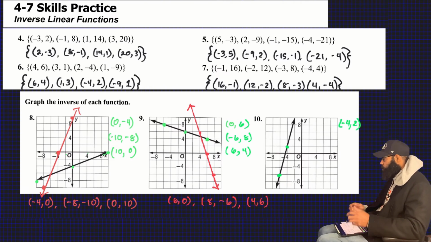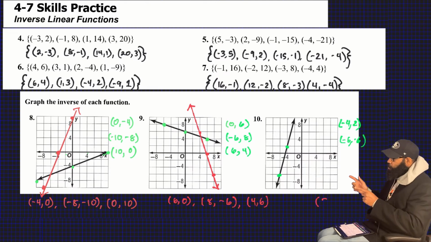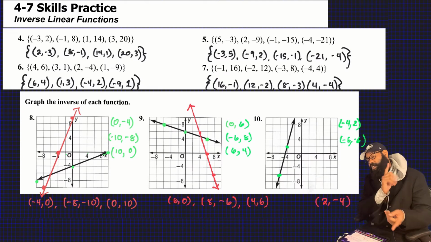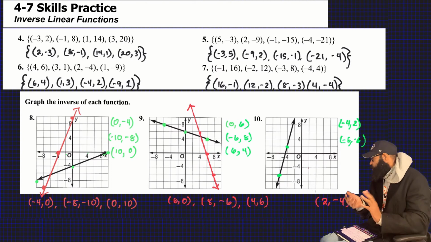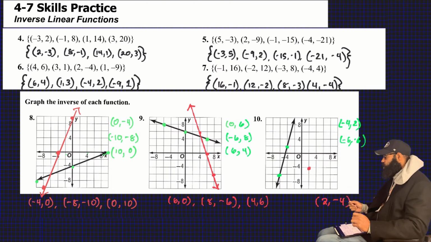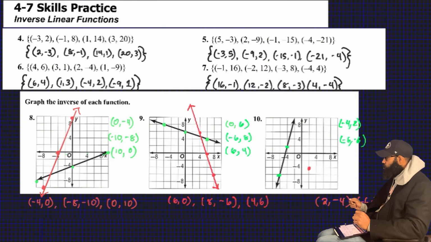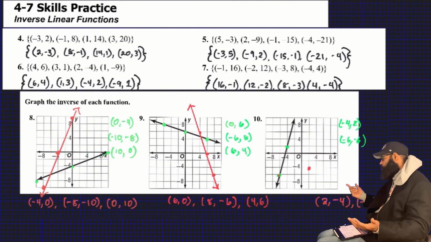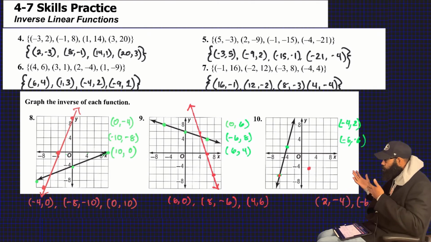So, -4, 2, right? Next one, -6, -6. And you're gonna recognize what happens with that one, guys, because with the X and Y being the same value, when you swap them, they're still the same, right? And one more point, just to keep it clean as I can. No, just 2 points. I could use the slope again, but I'm happy with 2. 2 is all we're gonna do.